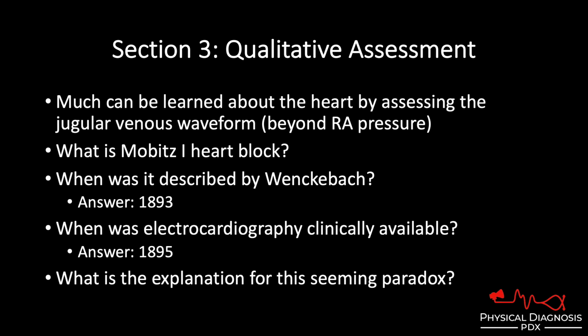Most would define this condition as periodically dropped QRS complexes on an electrocardiogram that are preceded by progressively lengthening PR intervals. When did Wenckebach describe Mobitz 1 heart block? It was the year 1893. When was the electrocardiogram first used in patients? 1895. So how is this possible? How did Wenckebach describe Mobitz 1 before the electrocardiogram was available to him? Wenckebach used the jugular venous waveform to describe the heart block that now bears his name. The way he did it will become clear as we proceed in this presentation.